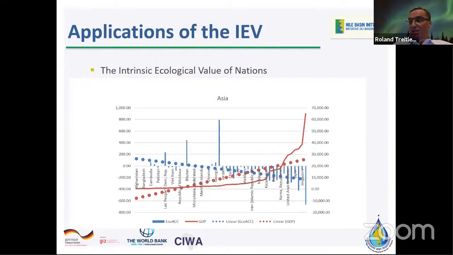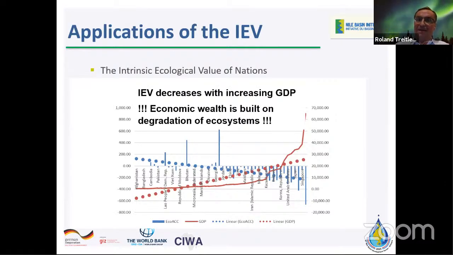Here's one of the applications. We apply the intrinsic ecological value on nations globally. We evaluated each country. And here is an example of Asia, where I'm currently located. And in general, we can say that the IEV decreases with increasing GDP, which means economic wealth is built on the degradation of ecosystems. You see it here, the red line is the GDP. It increases with a decreasing IEV, which reflects the remaining ecosystems in each country.